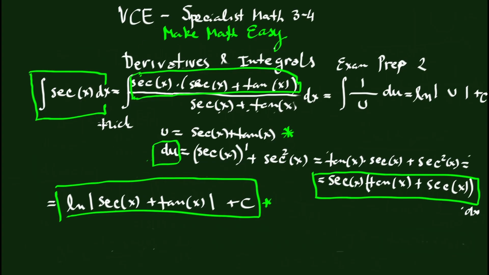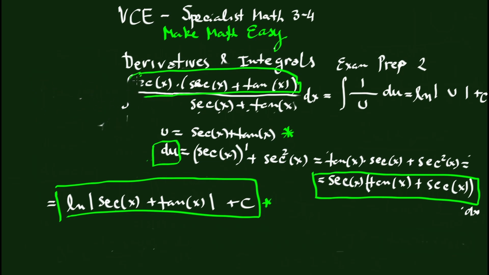Let's do a bit of derivatives. Let's now do it the contra way. Let's do the derivative of ln of secant plus tangent and prove that it's the secant. Let's do it the reverse way. I'll make some room.